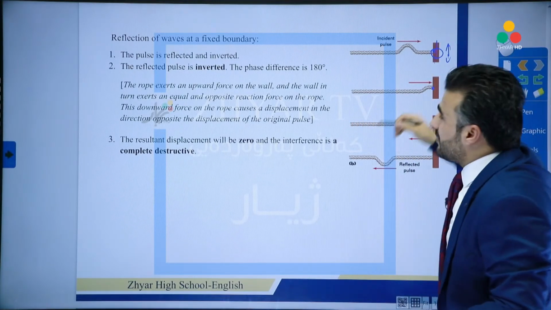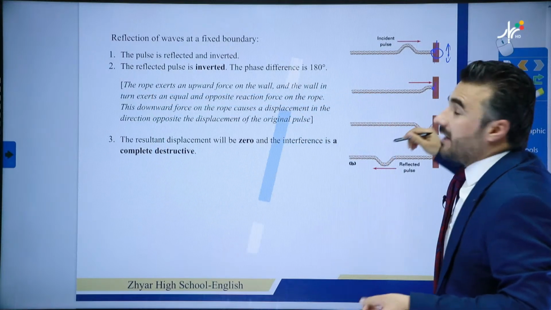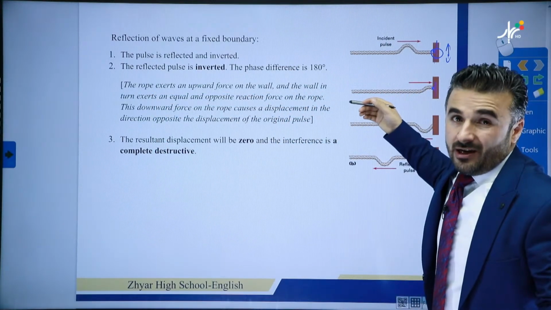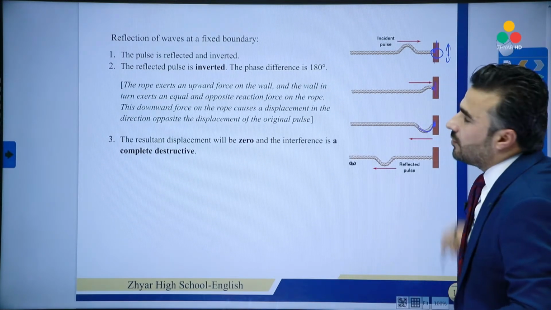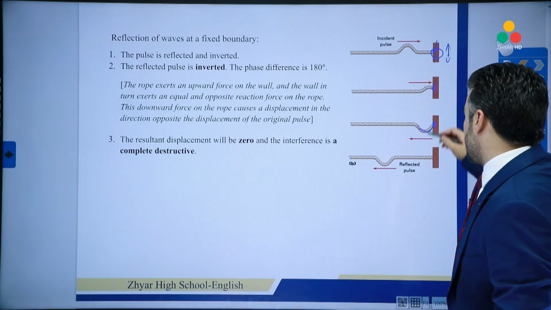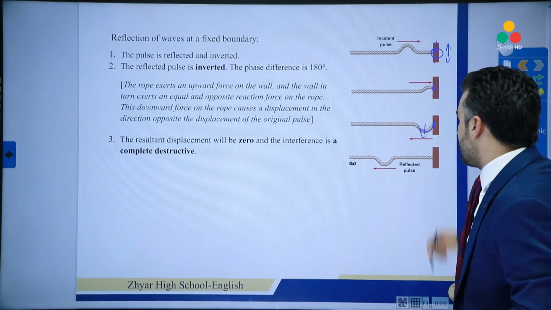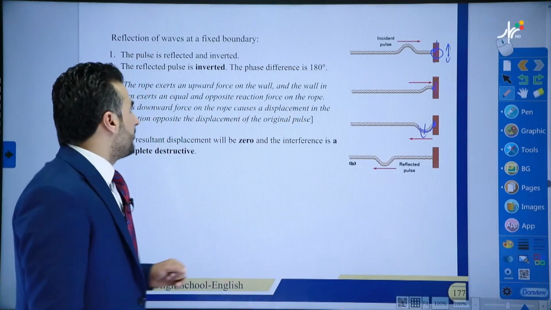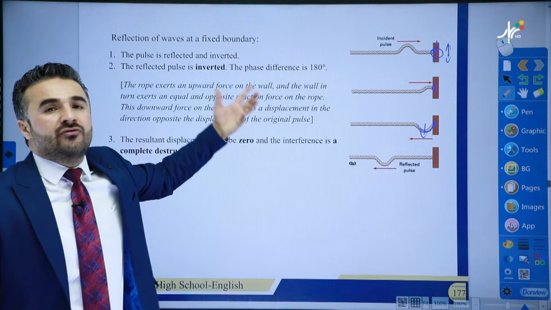So this rope is applying a force on the wall, and in return, the wall applies a force back on the rope. Once this happens, the rope gets a pulse, but this time it is downward. Because it is downward, we call this one inverted. So you can see here, the pulse is reflected and inverted.